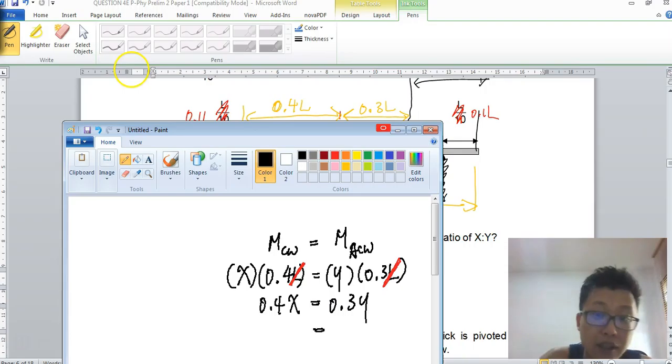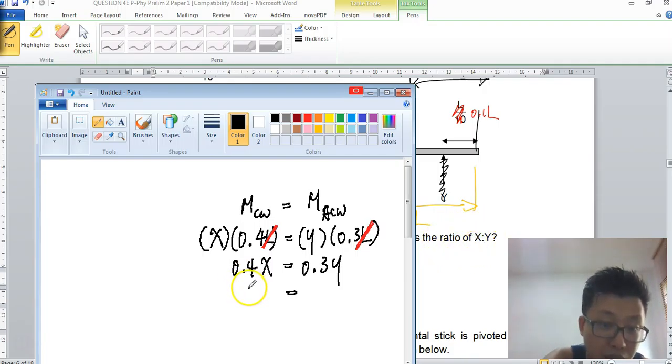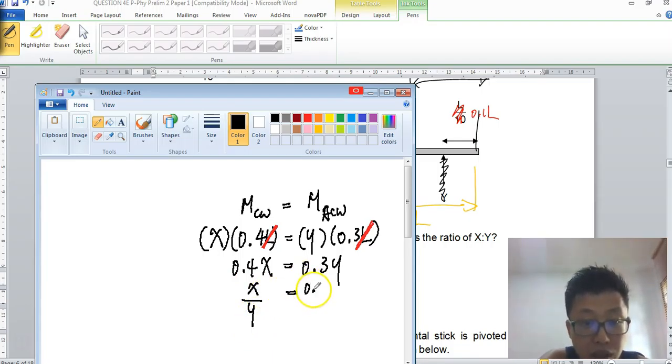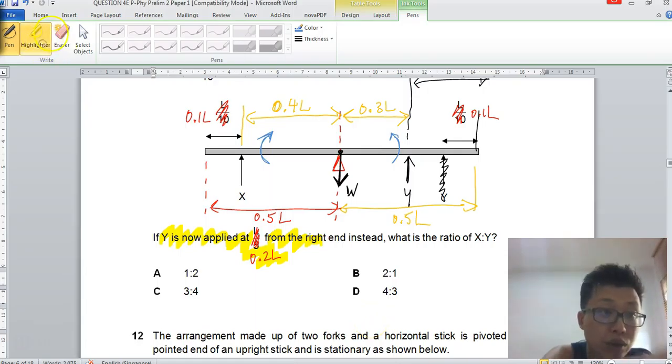And the ratio that I'm looking at, this guy here, I'm using my cursor to point to you, is a ratio between X and Y. So I want to have X over Y here. So what I did is that I bring this Y over to here. Therefore this 0.4 I need to bring over here, and therefore it is equal to 3:4. So therefore my answer is 3:4. So I should choose this guy over here, C.